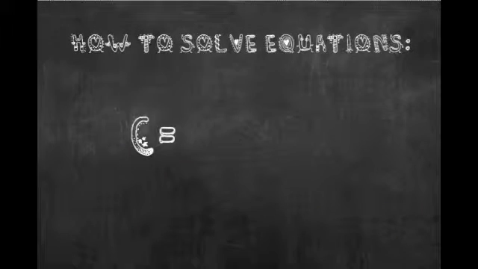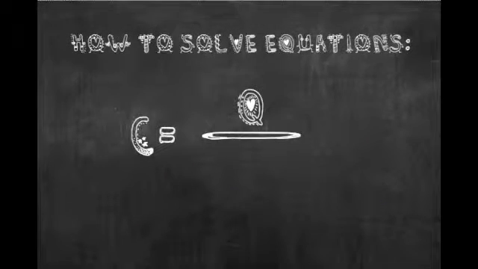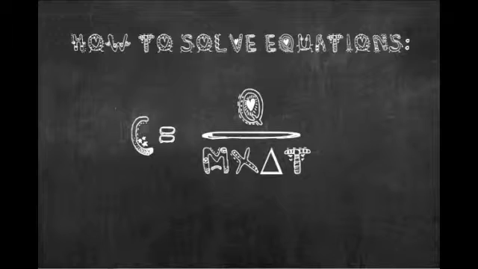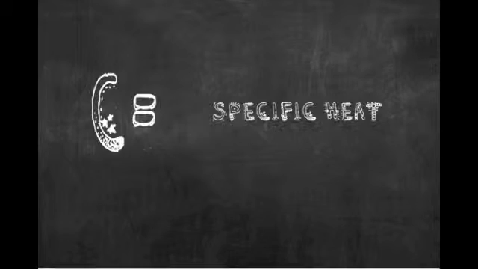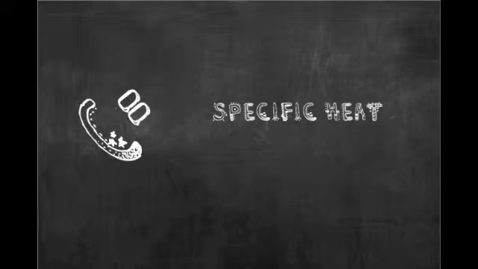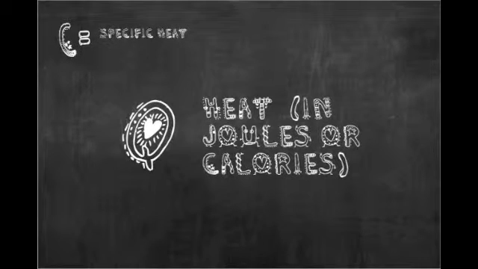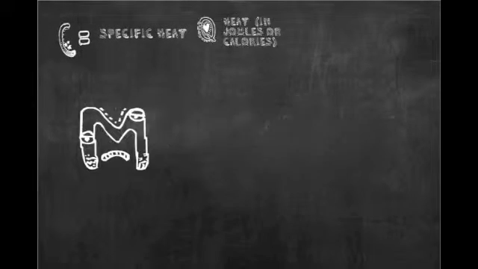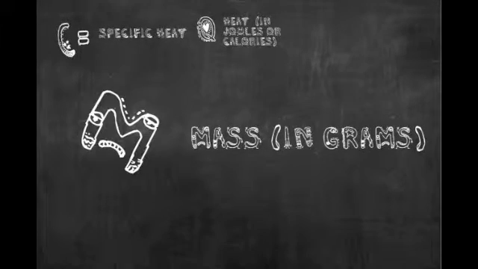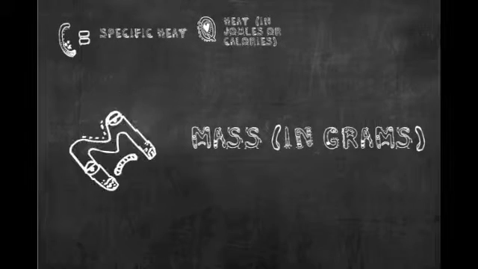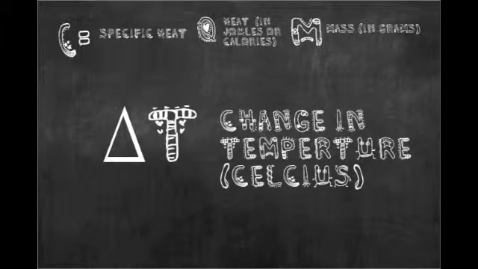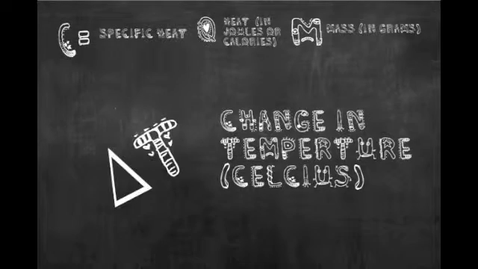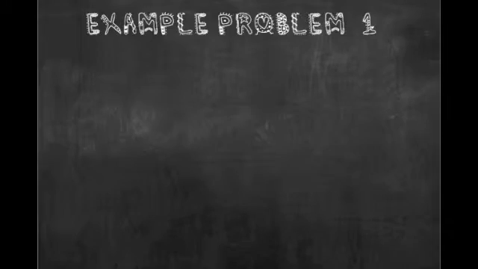The equation for specific heat is C is equal to Q divided by M times delta T. C is specific heat. Q is heat measured in joules or calories. M is the mass measured in grams. And delta T is the change in temperature in Celsius.